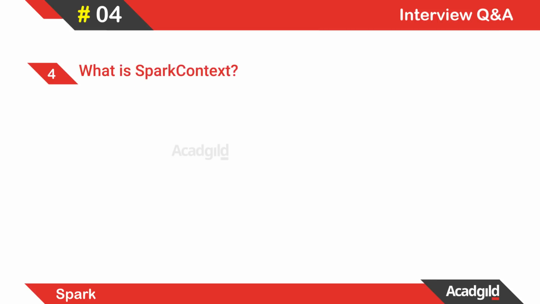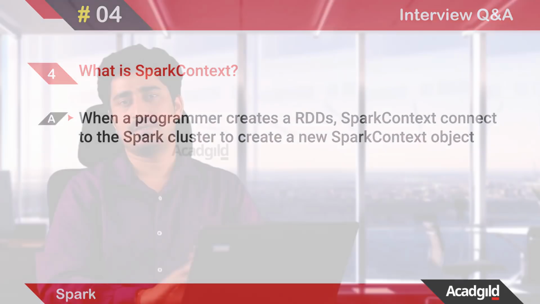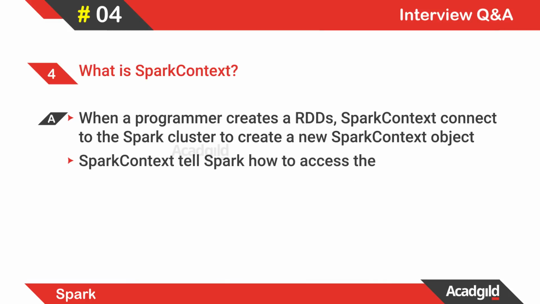Now let's try to understand what SparkContext is. In our previous section we discussed the Spark architecture, a very high level overview, and how Spark processes a job. At that point we discussed that SparkContext is the first point of contact for any Spark job. Now let's explore SparkContext in a detailed way. Whenever your programmer is going to create an RDD, SparkContext will be the first point of contact to the Spark cluster, creating a new SparkContext each and every time you submit a job, and SparkContext is the entity that tells Spark how to access a cluster.